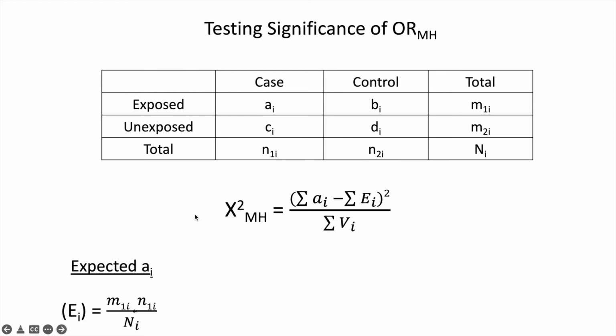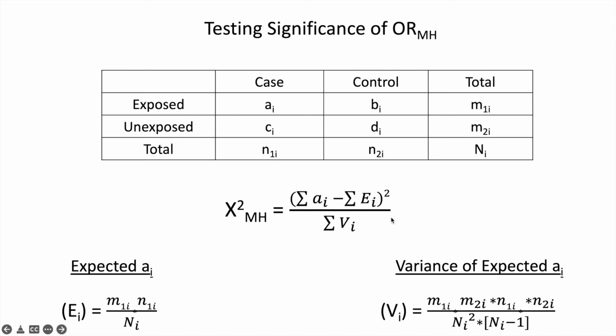The expected value in this cell is basically the marginal total of exposed multiplied by the marginal total of cases and divided by the grand total. And the variance of that estimate of the A cell is that you would multiply the marginal totals for exposed, unexposed, cases and controls, so multiplying all of the marginal totals, and then you would divide by the grand total squared times the grand total minus 1.